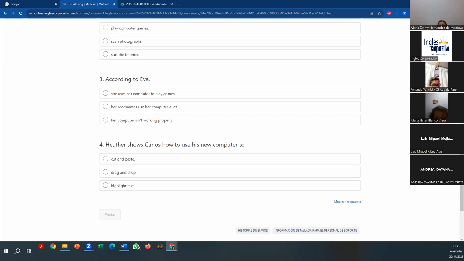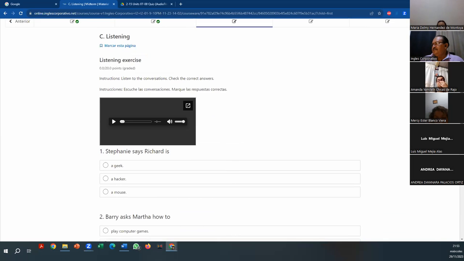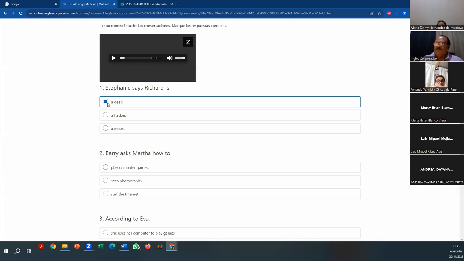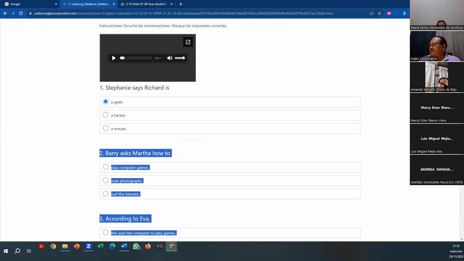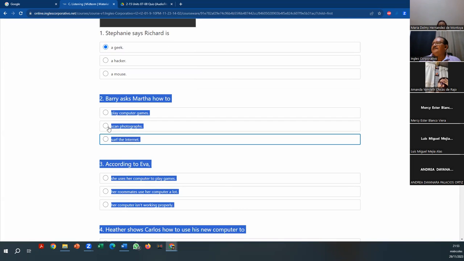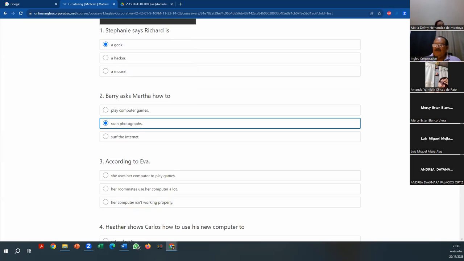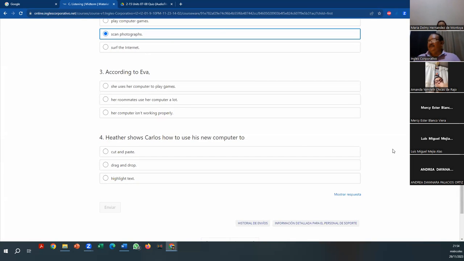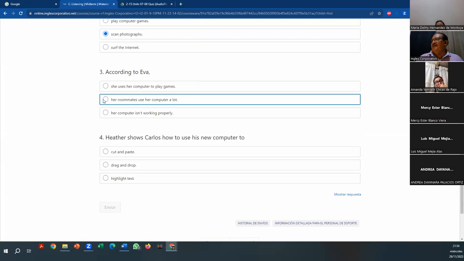Okay. So we have here. Okay, Stephanie says Richard is a geek. A geek, you know, a person who knows a lot, right? Like a nerd, okay? So in this case, it's a geek. Barry asked Martha how to scan photographs. Scan photographs, right? Sometimes it's complicated. But now you have a lot of applications, right, to help you do that. According to Eva, her roommates use her computer a lot. And Heather shows Carlos how to use his new computer.